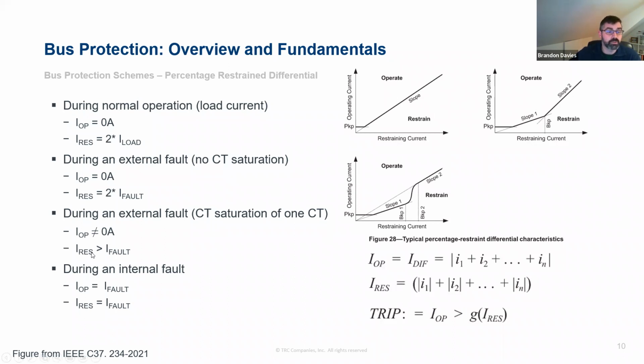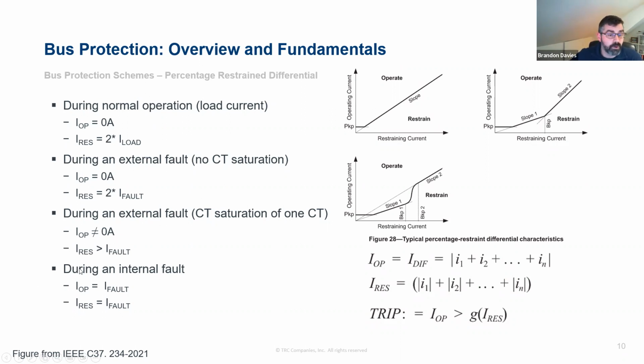But in that case, your restraint current is still going to be larger than your fault current, because even if that CT was fully saturated and was putting out 0 amps of secondary current, which is unlikely, you're still going to be monitoring all of the other currents into that bus. So you'll still have a reasonable restraint quantity that you can rely upon to secure the element.